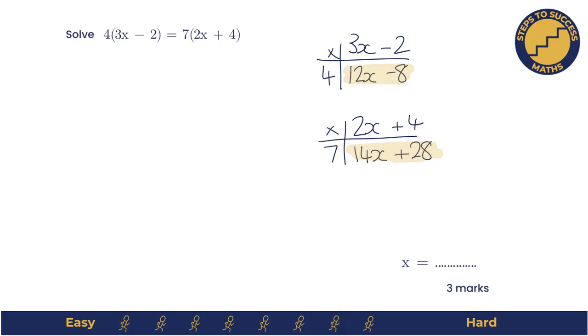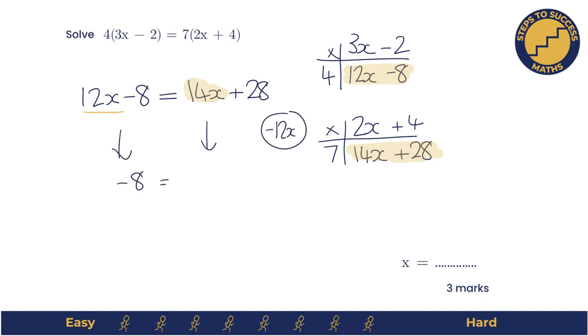Now we're going to rewrite this equation with everything that we've just worked out. So we've got 12x minus 8 is equal to 14x plus 28. Now choose the side that has the most x's. So that's this one with 14x. And get rid of the x's from the other side. So take away 12x. That leaves you with minus 8, because we haven't done anything to the number part, is equal to 14x take away 12x is 2x, and we've still got plus 28.